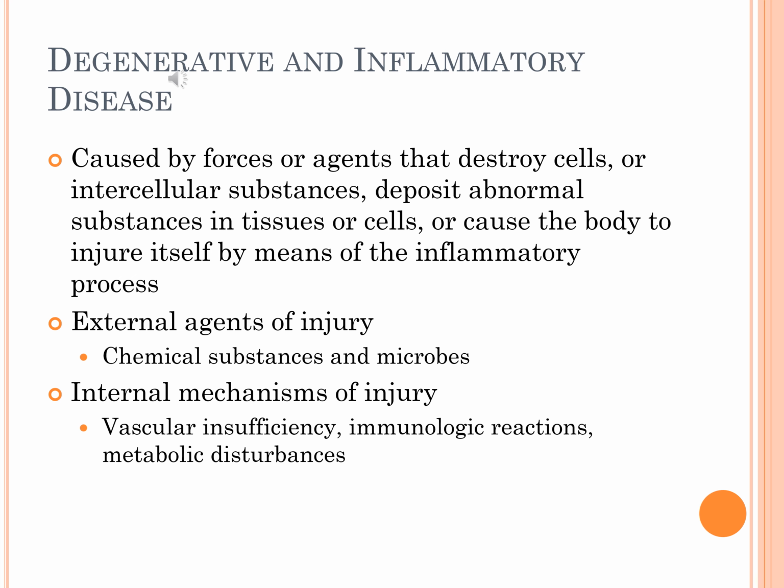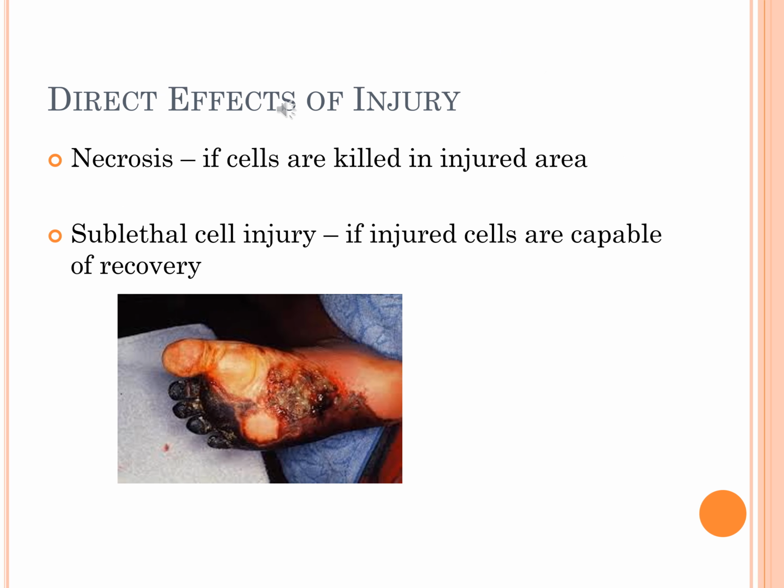These are caused by forces or agents that destroy cells or intercellular substances, deposit abnormal substances in tissues or cells, or cause the body to injure itself by means of the inflammatory process. External agents of injury: chemical substances and microbes. Internal mechanisms of injury: vascular insufficiency, immunologic reactions, metabolic disturbances. Direct effects of injury: necrosis, if cells are killed in the injured area. Sublethal cell injury, if injured cells are capable of recovery.